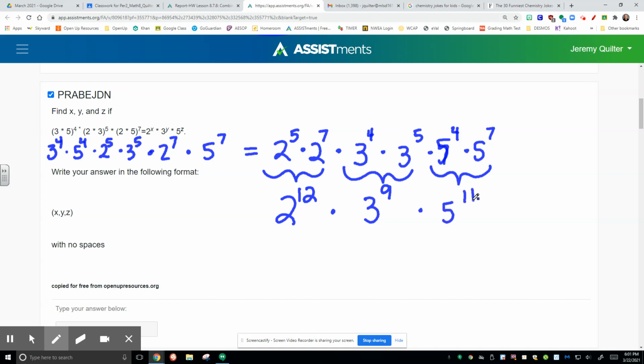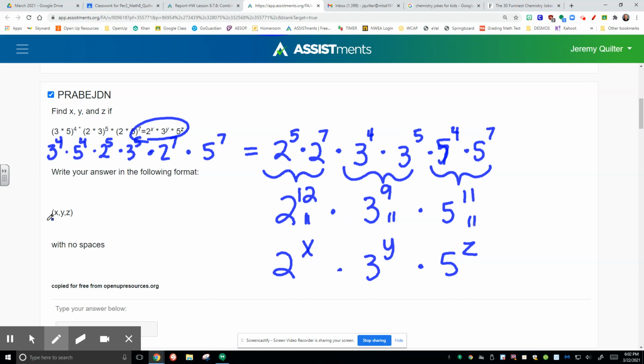And then when you look at our values right up here, we can see that this is 2 to the X times 3 to the Y times 5 to the Z. And then when we look at those pieces, we just recognize the correlation that X equals 12, Y equals 9, Z equals 11.